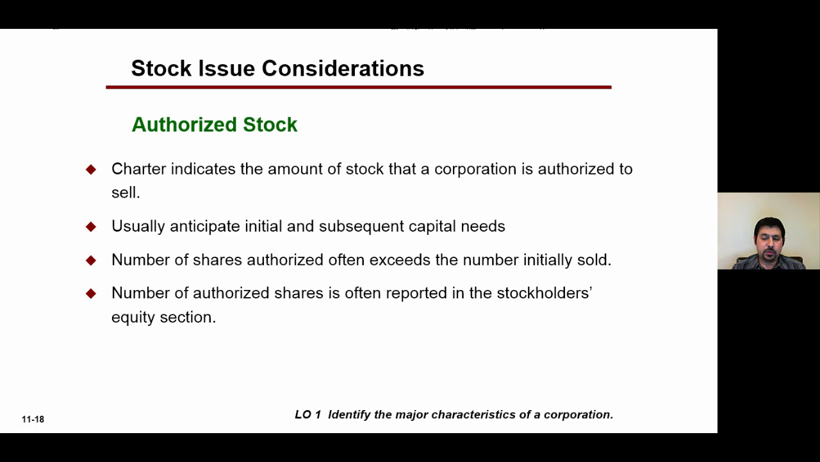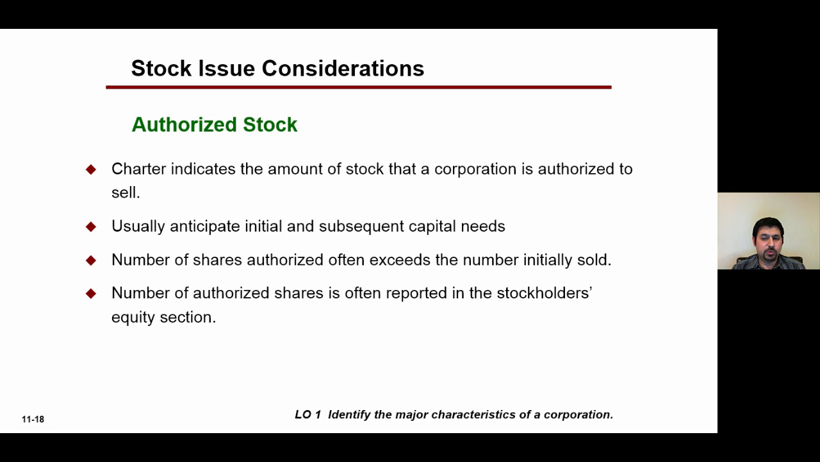Now, like we mentioned before, the state charter authorizes the company. Basically, it includes information on the authorized number of stocks. This charter indicates the maximum number of stocks that the company is authorized to issue. This does not mean that the company will actually issue all these authorized stocks. In fact, most of the time, companies issue part of this authorized stock because the charter would take into consideration current as well as future needs of the company.